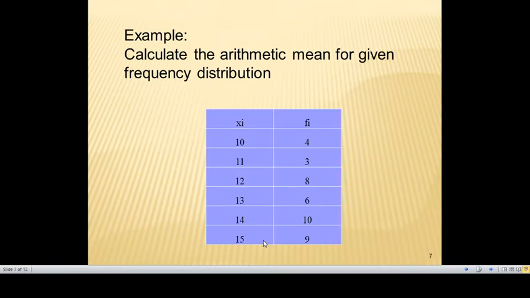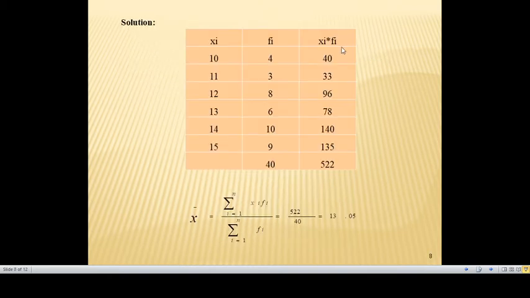Let us see an example. In this case, xi's and their corresponding fi's are given and we have to compute the arithmetic mean. We know that arithmetic mean is the sum of all the observations divided by the number of observations. So in order to find arithmetic mean, we compute one more column, that is xi into fi. So let us compute 10 into 4, 40, 11 into 3, 33, 12 into 8, 96. Similarly we can compute the rest of the entries.